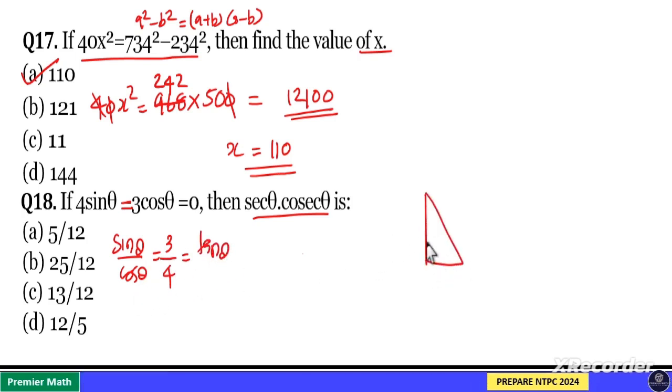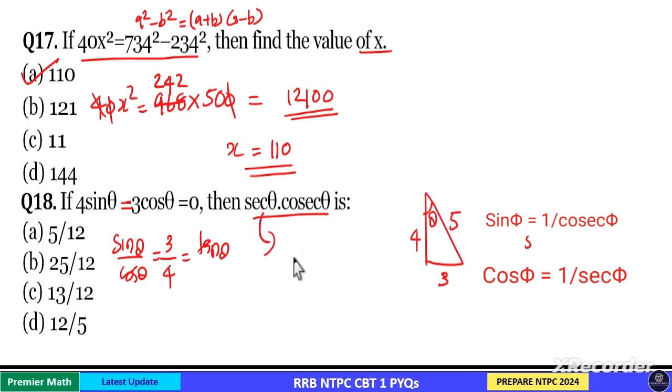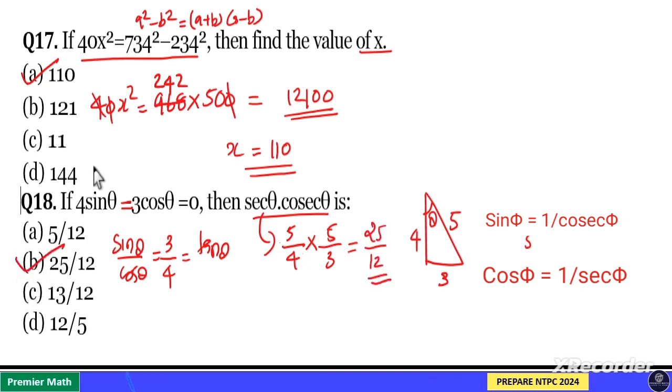So draw a right angle triangle. This is theta. Tan theta means opposite side by adjacent side are in the ratio 3:4. Then hypotenuse is 3 square plus 4 square, which is 5 square. Hypotenuse is 5. From this, sec theta is reverse of cos theta, which is 5 by 4. And cosec theta is reverse of sin theta, which is 5 by 3. So product is equal to 25 by 12. Option B is your answer.